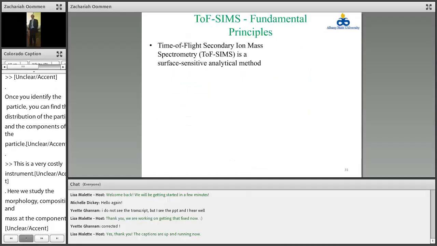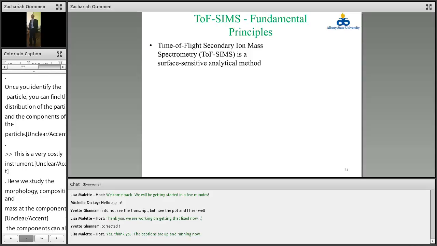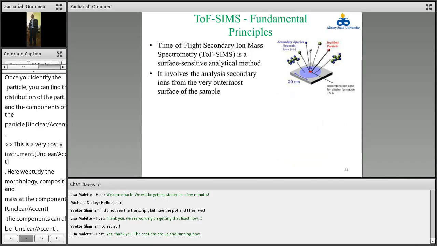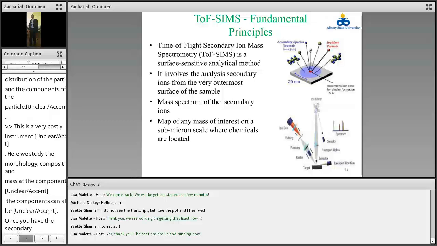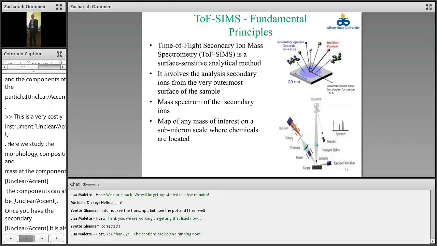To give an idea about the fundamentals of the time of flight secondary ion mass spectrometer, it is a surface analysis sensitive technique, and actually you are measuring the secondary ions produced from the outermost surface of the sample. Once you have the secondary ions, you get the mass spectrum of the secondary ions. And it is also possible to obtain the map of any mass of interest, where the chemicals are located. That is possible from this time of flight secondary ion mass spectrometer.